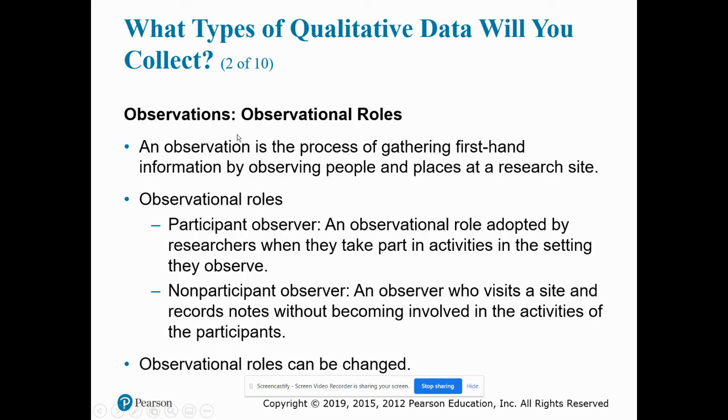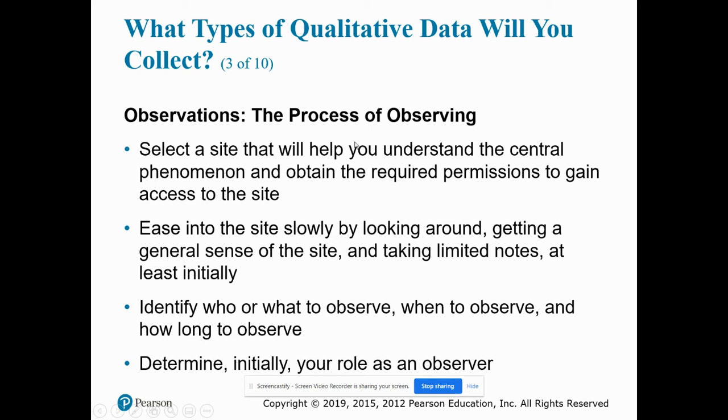Okay, so observation. So you have observational roles. An observation is the process of gathering first-hand information by observing people and places at a research site. So what are the roles? Well, a participant observer is an observational role adopted by researchers when they take part in activities in the setting they observe. So you're actually participating. Now, there's also a non-participant, so that's just the opposite. You're not going to be participating. You're just solely observing. Okay, and these roles can be changed within your study as you conduct it.